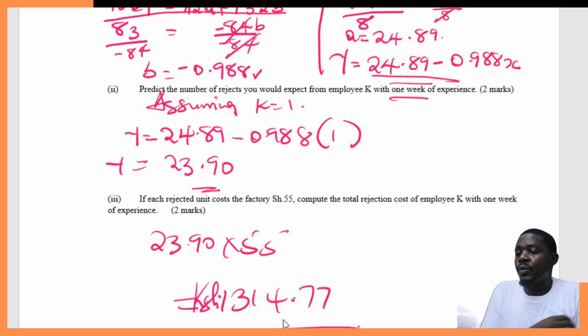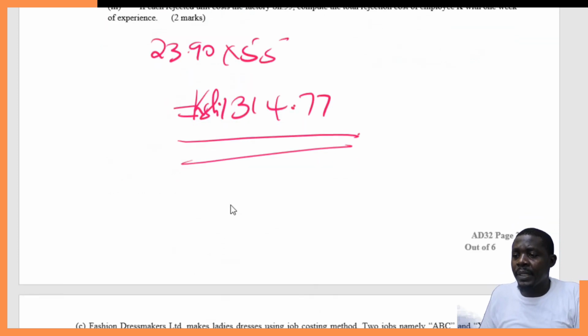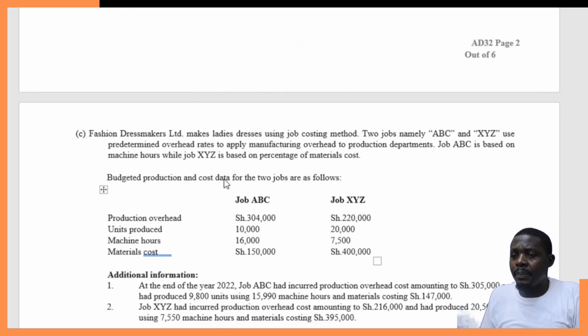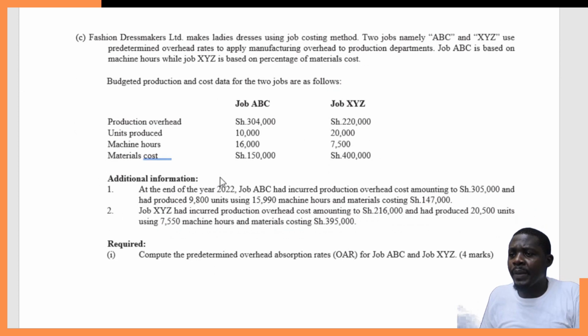Part B, Roman 3. Then we are told part C. The Fashion Dressmaker Limited makes ladies' dresses using the job costing method. They do jobs, namely ABC and XYZ, and use a predetermined overhead rate to apply manufacturing overhead to the production department. Job ABC is based on machine hour, while job XYZ is based on percentage of material cost. The budgeted production and cost data for the two jobs are as follows.